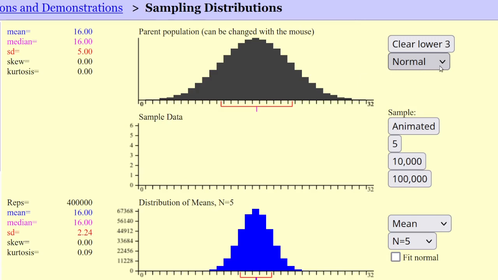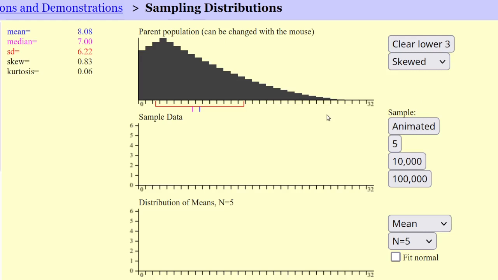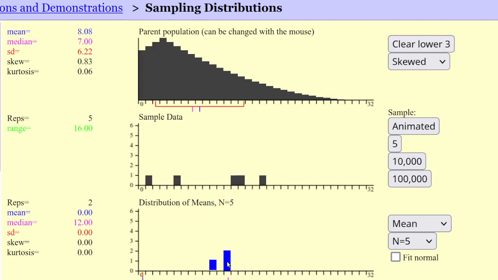But what we can do is change our population distribution. Maybe that makes sense because we have this normal distribution of our population. But if we do a skewed distribution here, now we've suddenly got everything kind of shifted over. We can do a sample size of 5, and now what we're going to notice is that our sample means are going to keep getting plopped over here in the middle or on the left, because that's where things are going to be existing.